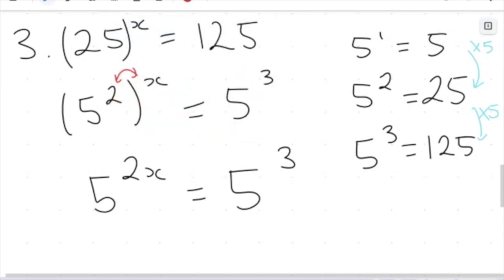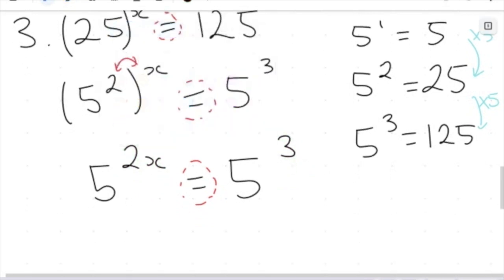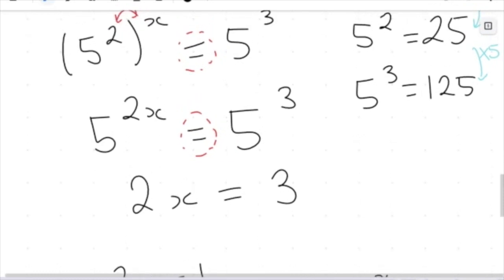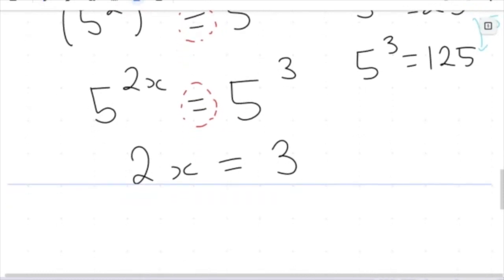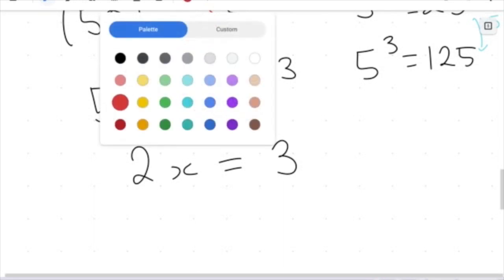And since we have an equal sign, we're trying to find a value of x that makes the left-hand side and the right-hand side equal. Now, once again, because we have the same base, that means the only way for these to be equal is if the powers are equal. So this allows us to say, well, okay then, my power of 2x has to be equal to 3. And this just becomes a secondary, smaller equation that we can solve.